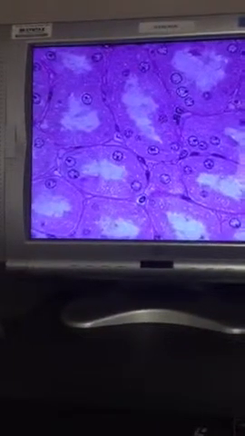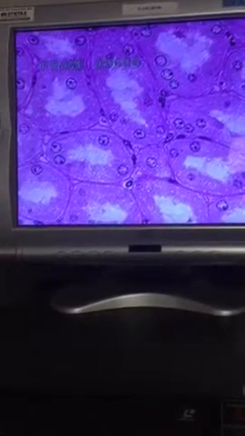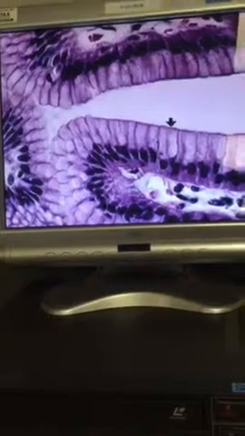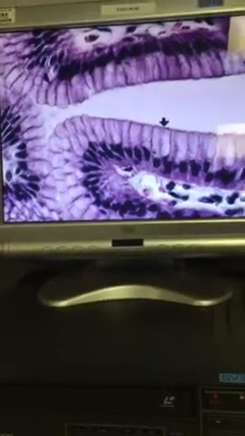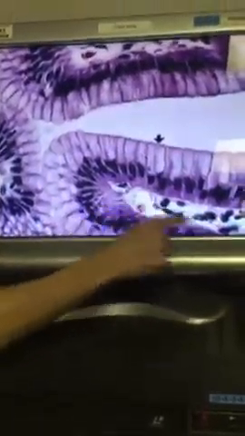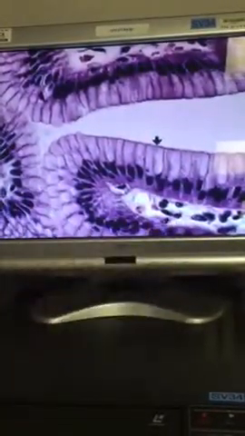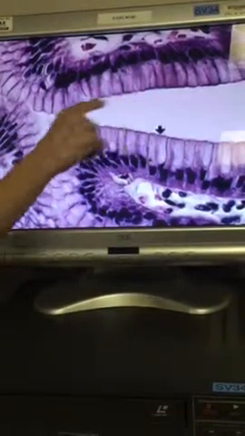Okay, so let's take a look at this next tissue. And what does this look like to you guys? This is simple columnar. Right, so you can see this isn't a different tissue. This is the underlying connective tissue. This is from the stomach. This is the lumen here.